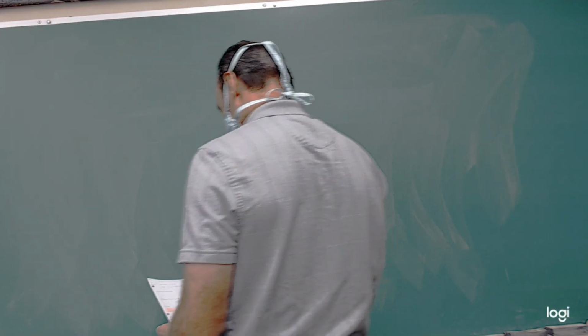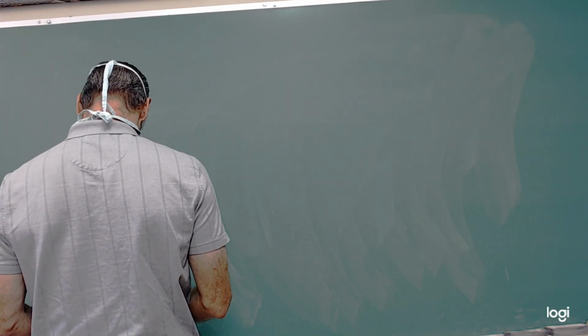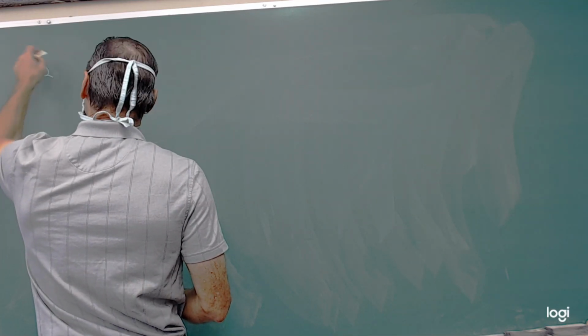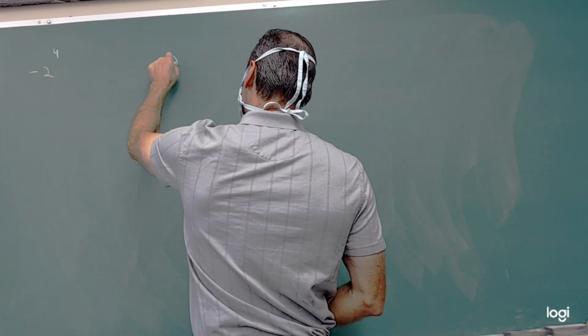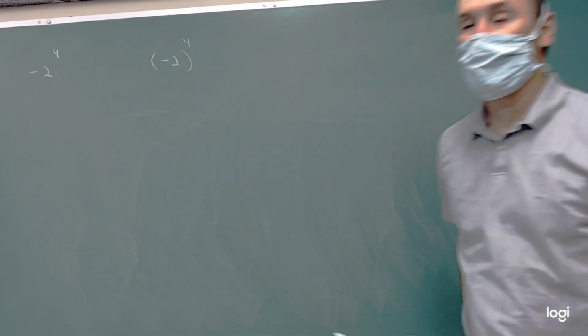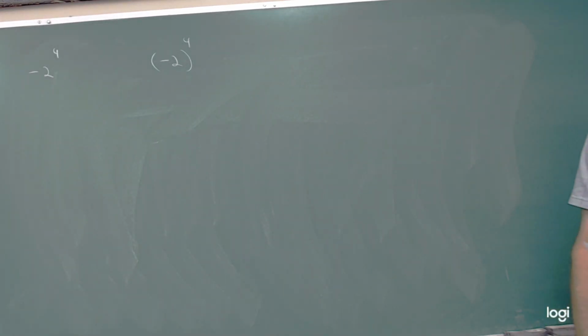So I'm going to put a couple of them up here. So negative 2 to the 4th, and then negative 2 in parentheses to the 4th. Are those the same or different? And if they're not the same, how are they different? Give you a chance to do that. You can compare your answer with somebody next to you.